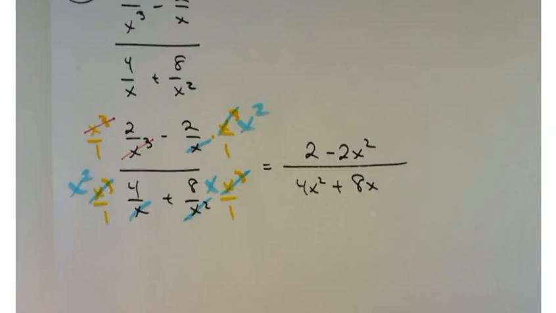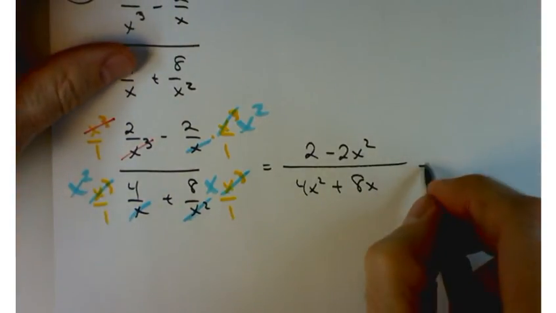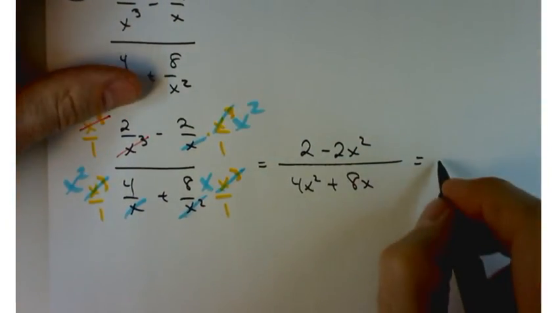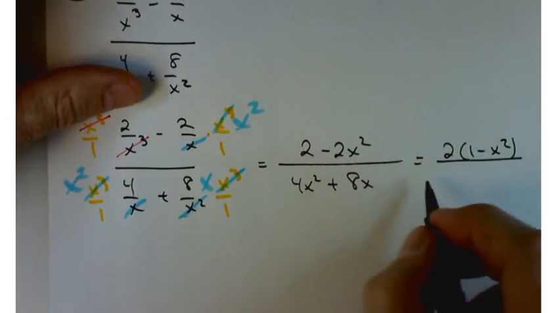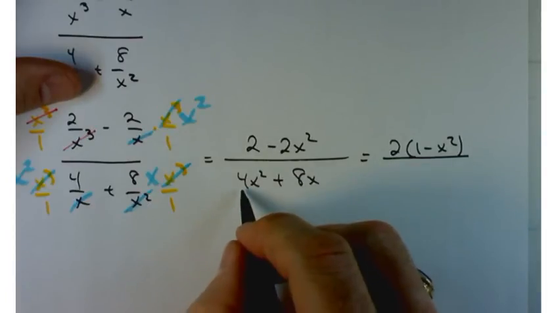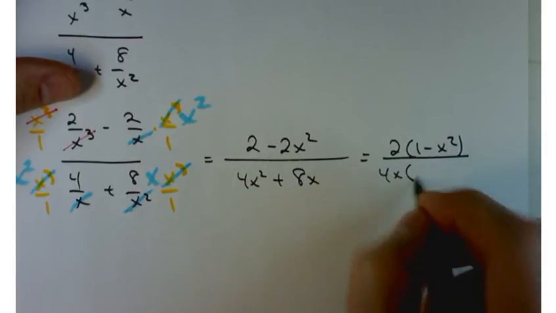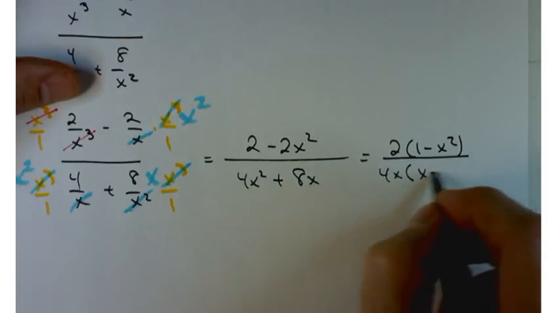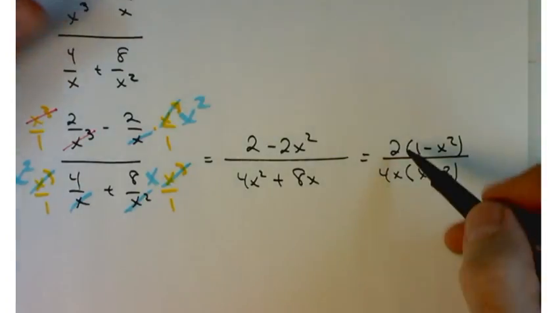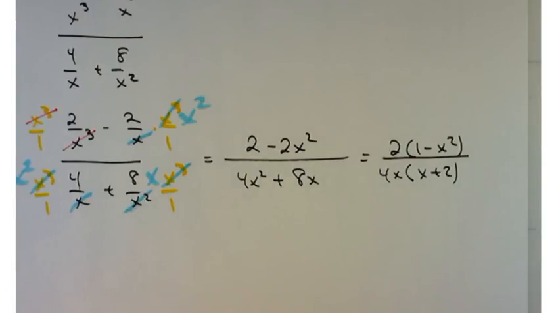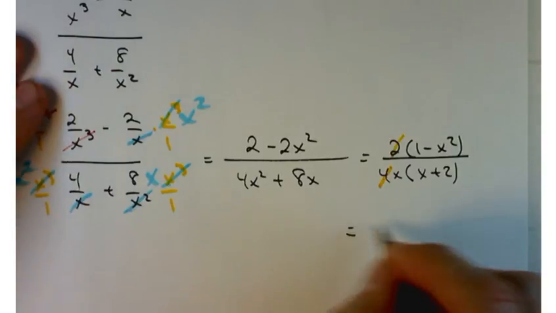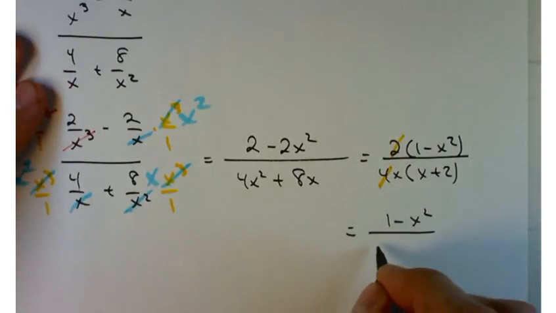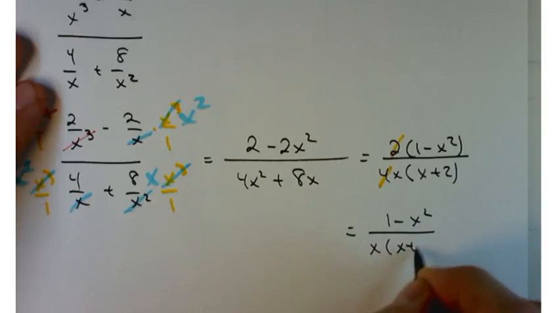Now, it'd be tempting to say, hey, great, we're all done. But there is actually a little bit more that we need to do, and that is we need to factor out the 2 here. So if I factor out a 2, that leaves behind 1 minus x squared. If I factor out a 4 and an x, I'm left with x plus 2. Finally, the 2 and the 4 can cancel. I'm going to be left with (1 minus x squared) over x times (x plus 2).